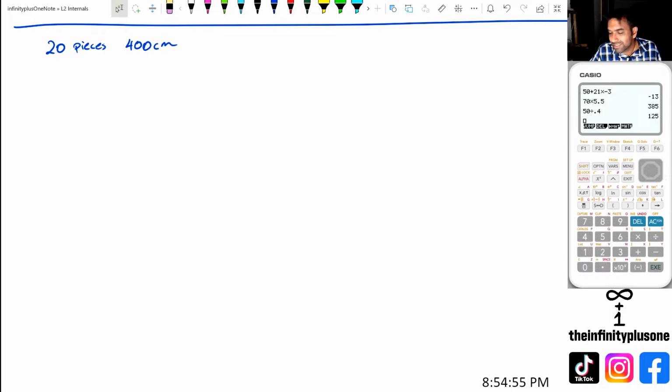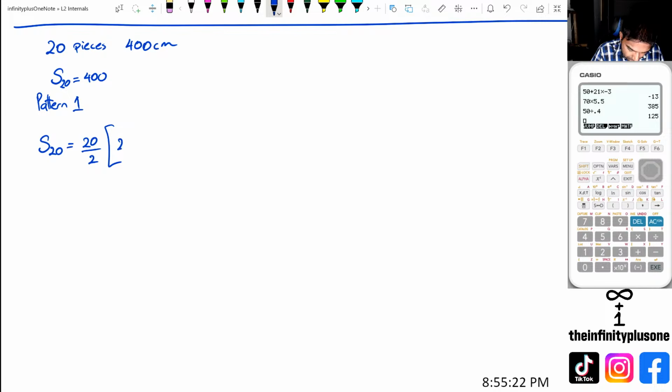So what we've got is the total, S of n, equals 400. We know that we need 20 pieces, so 20 pieces should equal 400. If we do it as pattern 1, which is the arithmetic one, we're going to go S of 20 equals 20 over 2, 2 times A plus n minus 1 D. Sorry, n is 20.